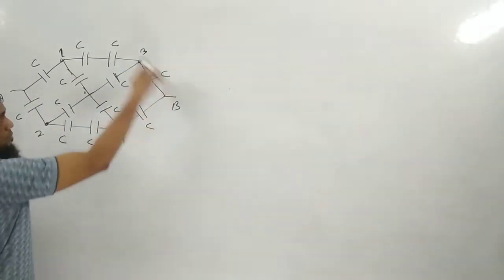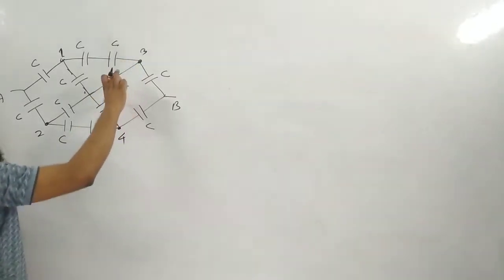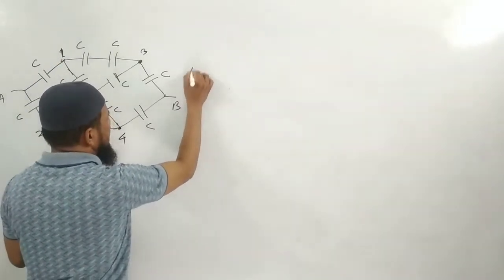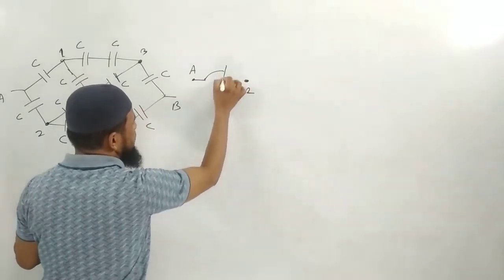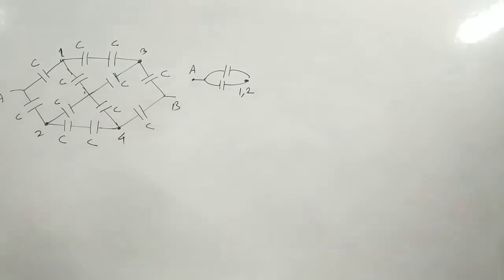So let me show you a different method to solve this particular problem. Let us start with the first method. Point 1 and point 2, since they are identical points, they are having same potential, they can be joined. Similar to 3 and 4. So these two points are also having same potential, they can be just joined. So I'm joining 1 and 2. Between A and 1, one capacitor. Between A and 2, the second capacitor, A1, A2. This point, let me call it as O. Then I'm going to join point 3 and point 4.